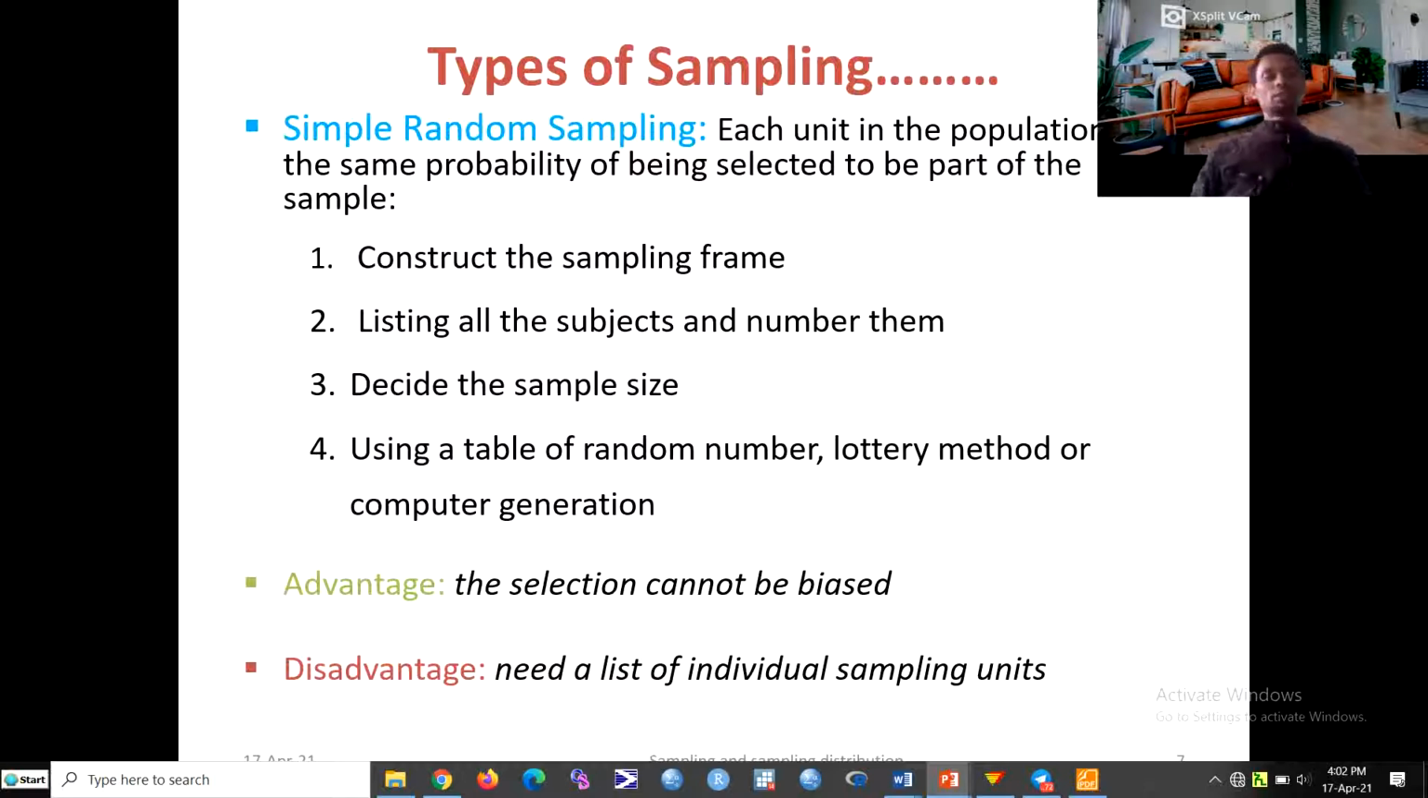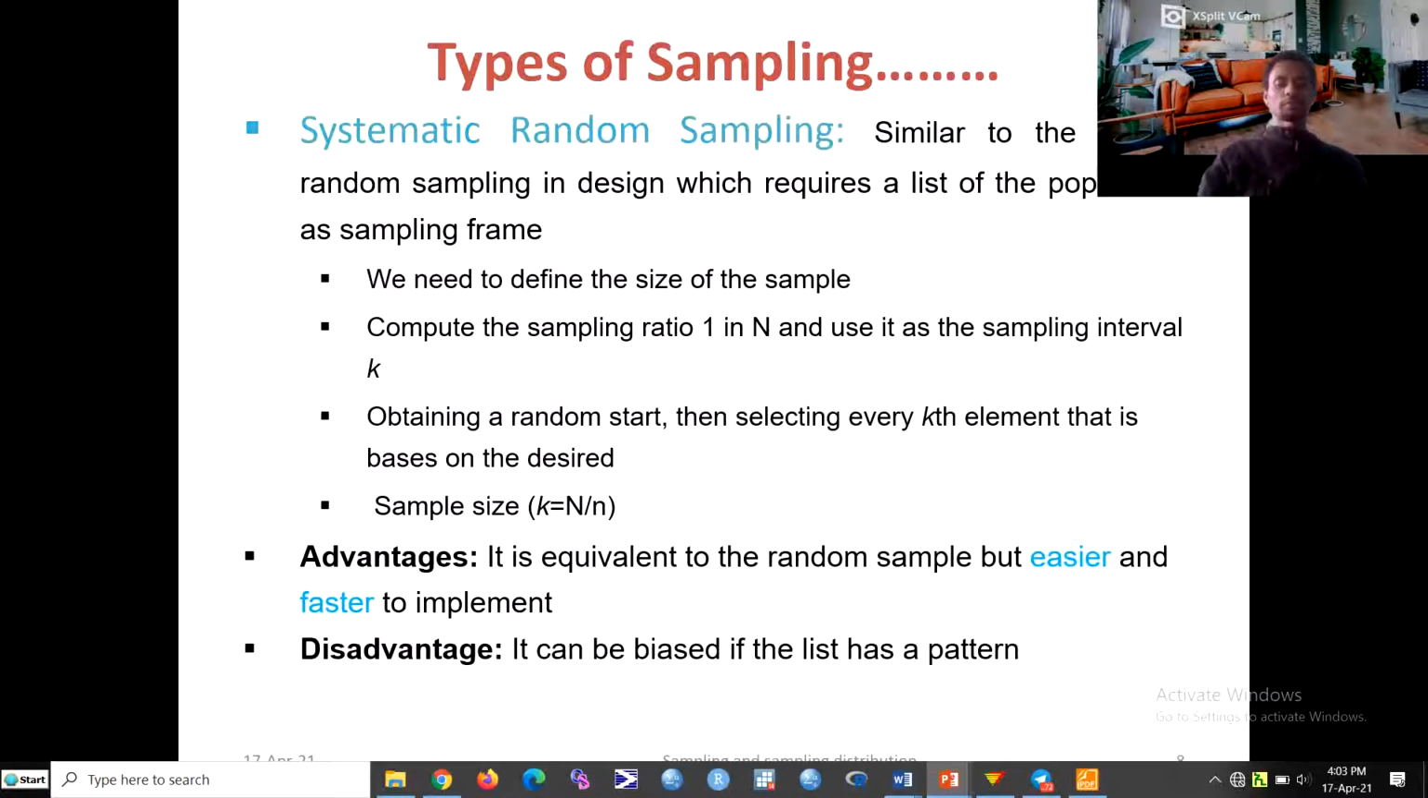Let me come to the advantage and disadvantage of this type of sampling. The advantage is that the selection cannot be biased. Why? Everyone in the population has the chance to be part of the sample, and this is a major advantage of this type of random sampling. The disadvantage is that you have to have a complete list of individual sampling units, which is a difficulty. In some situations it may be difficult to have such a list.